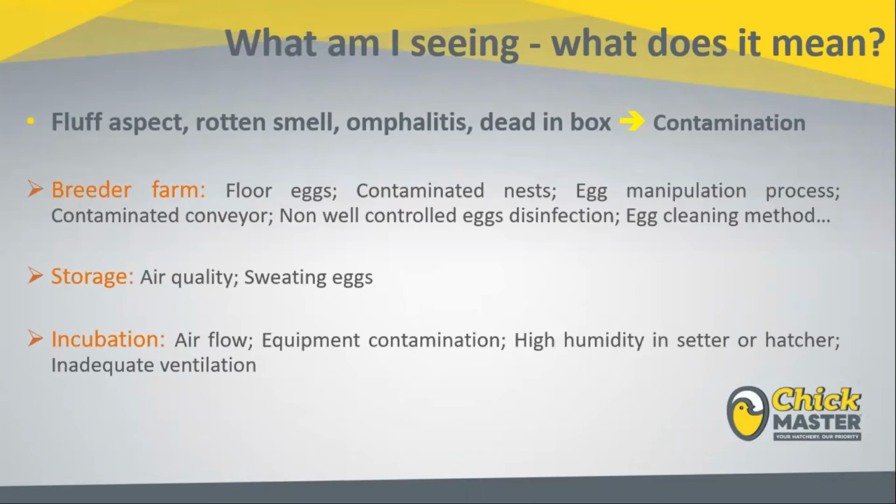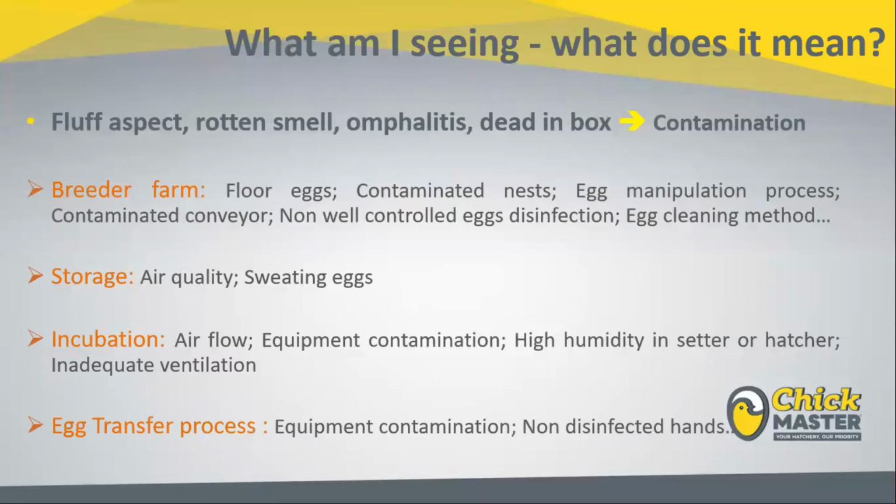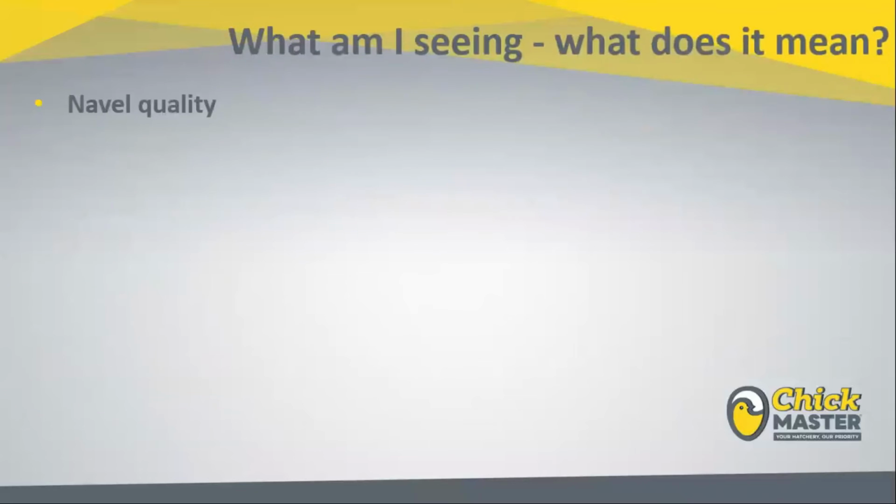On the incubation process, the air quality also, or contaminated equipment, or high humidity in setter or hatcher, as high humidity will give a favorable environment for microorganism proliferation. Inadequate ventilation will have also the same result. Concerning the egg transfer process, contaminated equipment or non-disinfected hands when we are handling eggs can cause contamination.